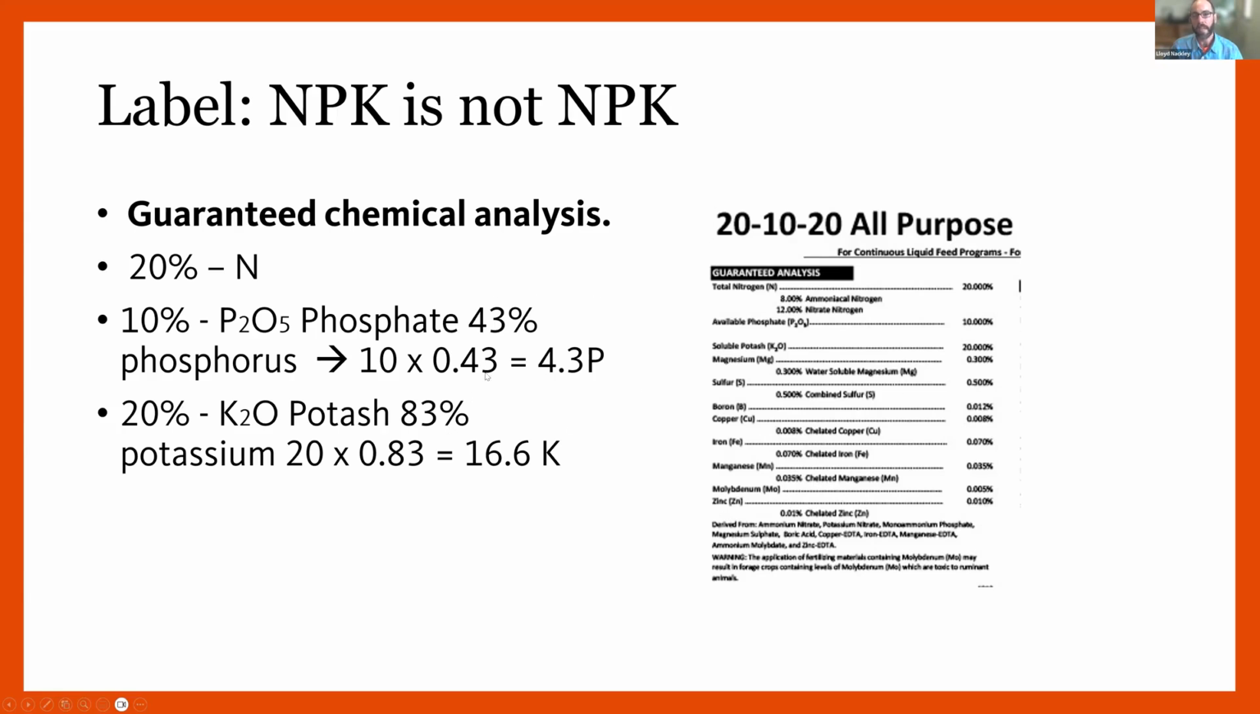And if you ever wanted to calculate how much phosphorus or potassium are in the system, it is a very easy calculation. For phosphate, it's 10 times 0.43 to get the phosphorus, and that's based on the atomic weight of phosphorus in the phosphate. And likewise for potash, it's 20 times 0.83.